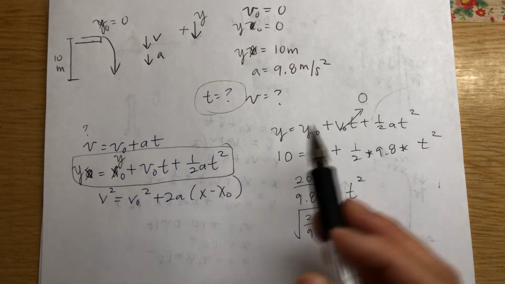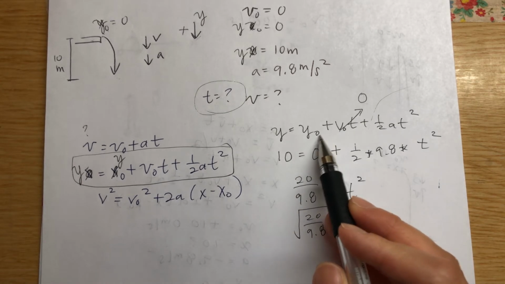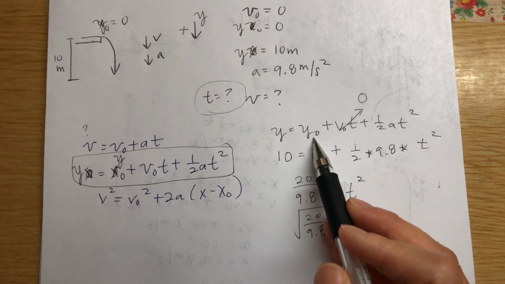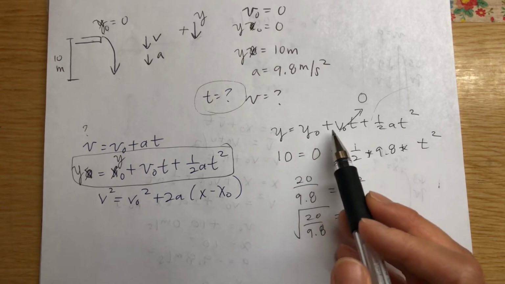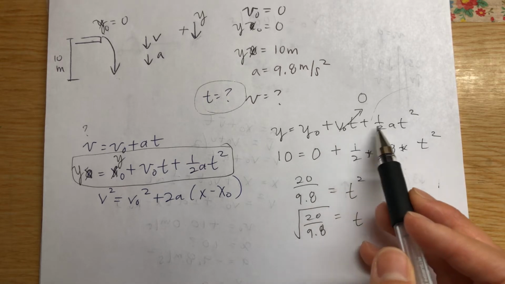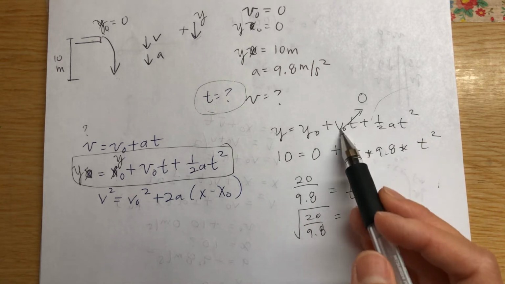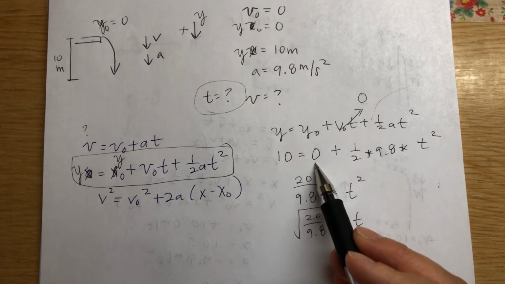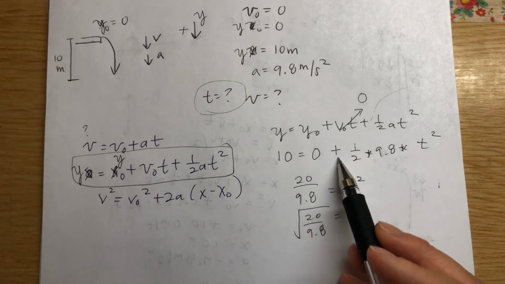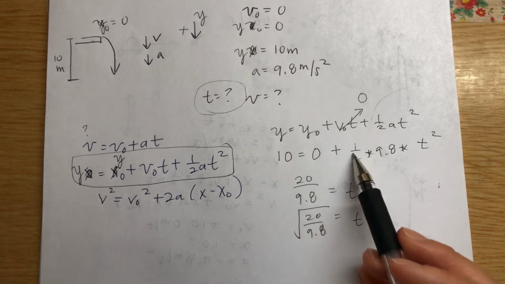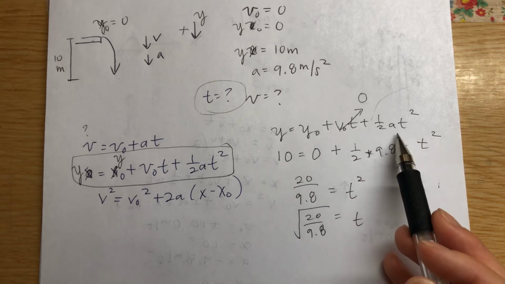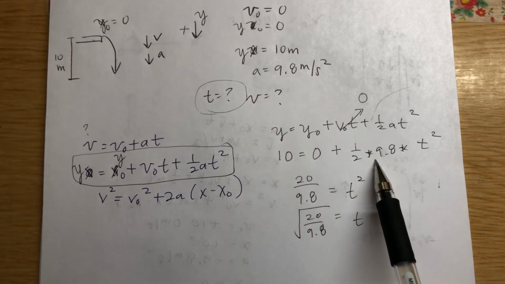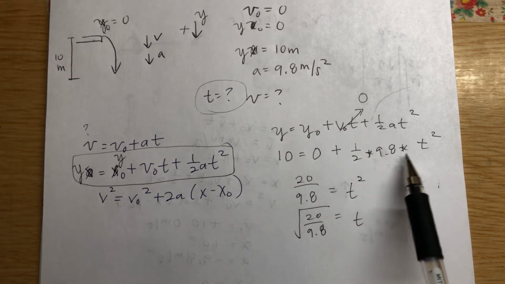Okay, so let's plug in the numbers to this equation. Final position equals initial position plus v naught t plus 1/2 at squared. V naught is 0, so that term goes to 0. So y is 10 equals 0 plus 1/2 at squared, where a is 9.8. In our scenario, a is positive, so positive 1/2 times positive 9.8 times t squared.